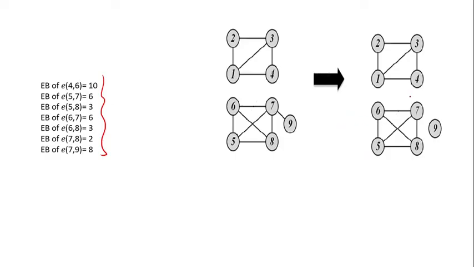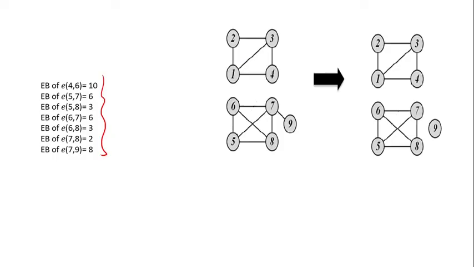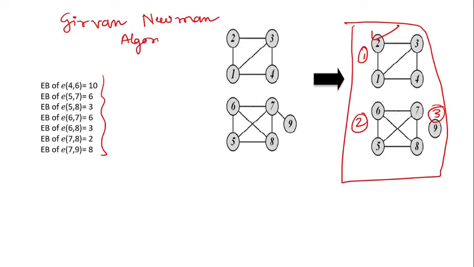Okay, so you see here 9 will be deleted. That means in the next iteration this edge will be having the maximum edge betweenness, and finally you will be having these 3 communities. This is community 1, this is community 2, community 3, using the Girvan-Newman algorithm. Okay, it is used for community finding. I hope you understood this concept, and thank you.